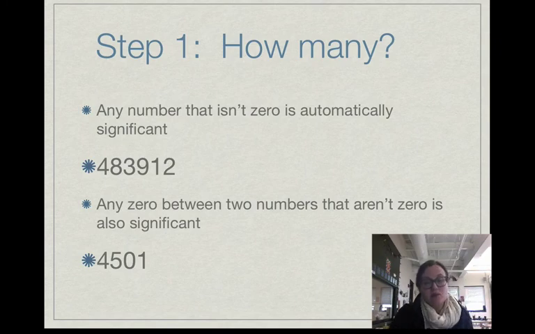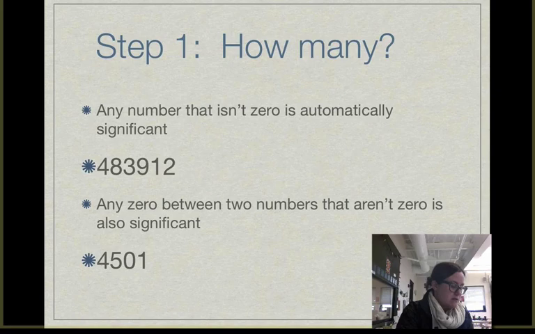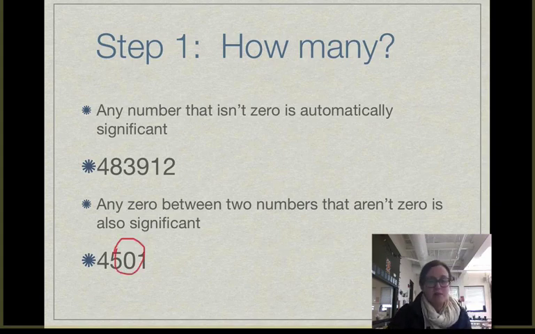Any number between two numbers that aren't 0 is also significant. So this 0 right here is significant because it is between numbers that are not 0. So here we have 4 significant figures.